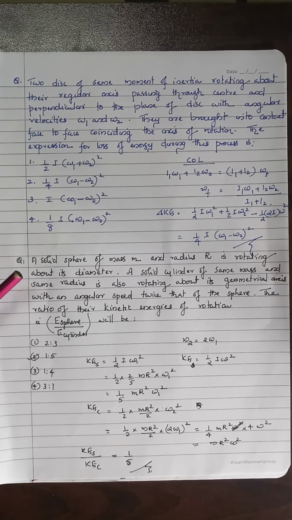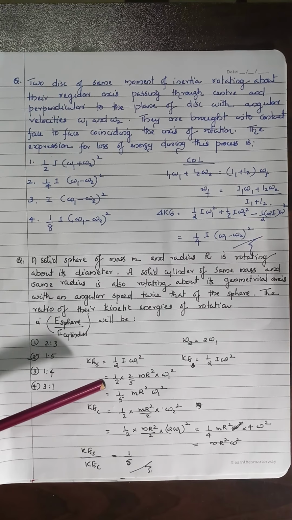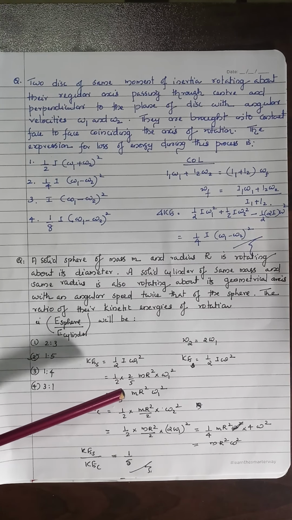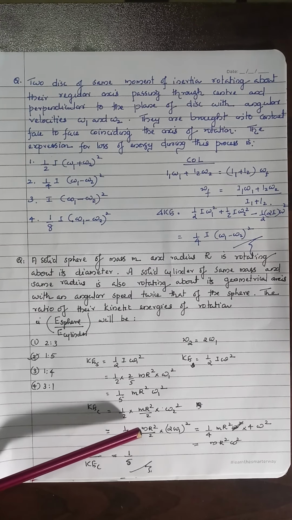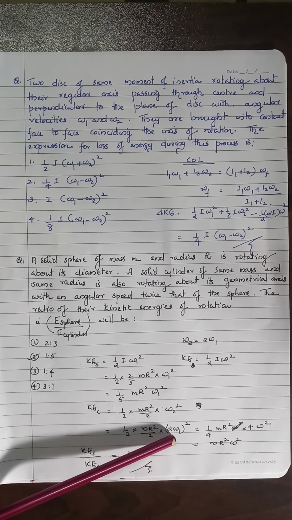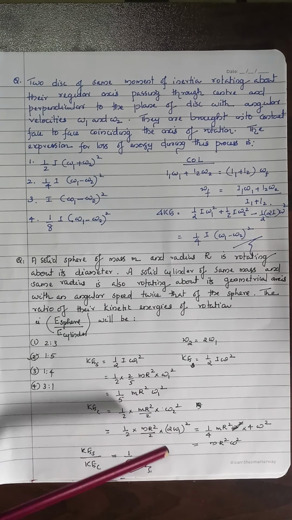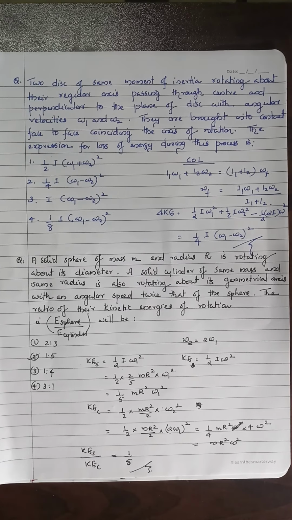A solid sphere of mass m and radius r is rotating about its diameter. A solid cylinder of the same mass and same radius is also rotating about its geometrical axis with an angular speed twice that of the sphere. Find the ratio of their kinetic energies of rotation. In the first one, the solid sphere, in the formula half I omega square, I is 2 by 5 mr square. But for the second case, a solid cylinder, the moment of inertia takes the value mr square by 2. But there is a difference: its angular velocity is double that of the solid sphere, so you get the value 1 by 5.